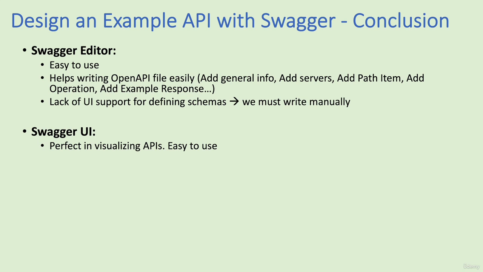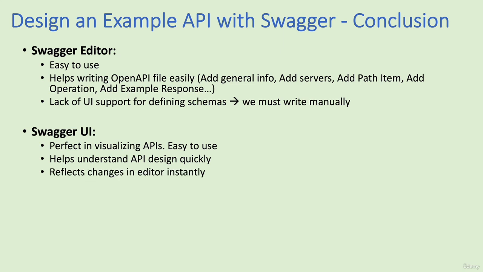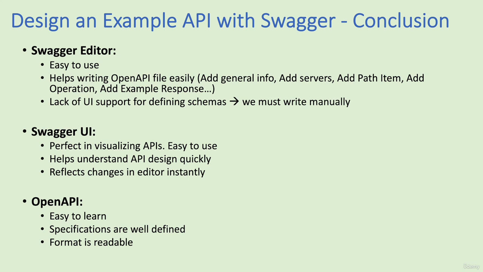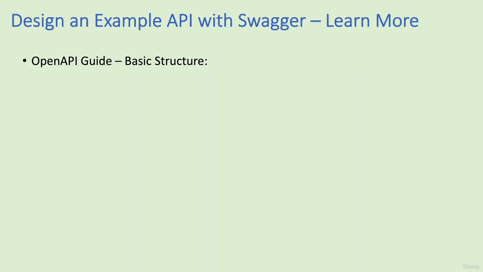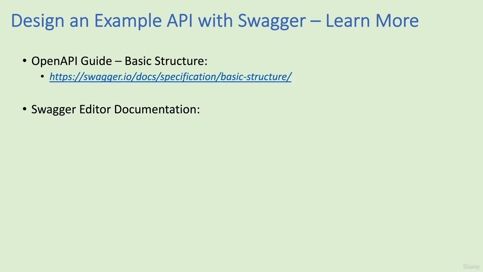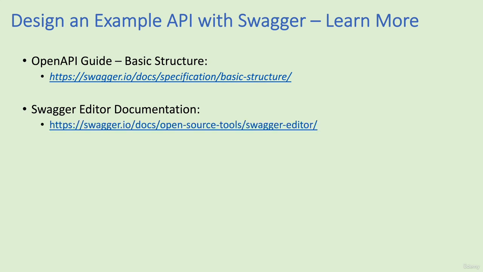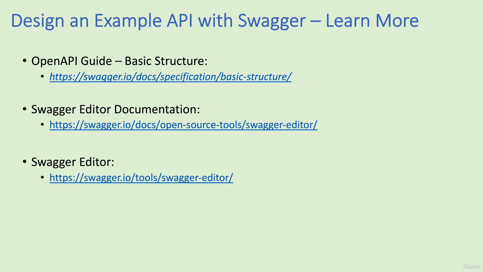And the Swagger UI is perfect in visualizing APIs. It's easy to use as it helps understand the API design quickly. And it also reflects the changes in the Swagger Editor instantly. And the OpenAPI, as you have seen, is easy to learn with well-defined specifications, and the format is readable. To learn more, I recommend you check the OpenAPI guide about basic structure at this URL, and check out the Swagger Editor documentation at this URL. And you can use the Swagger Editor online tool at this URL.